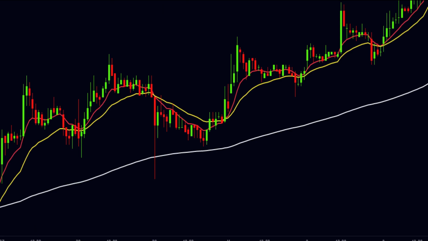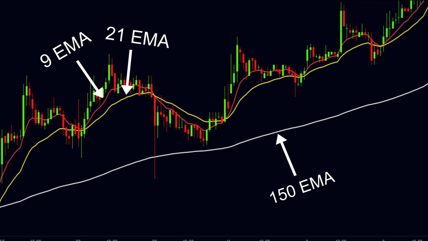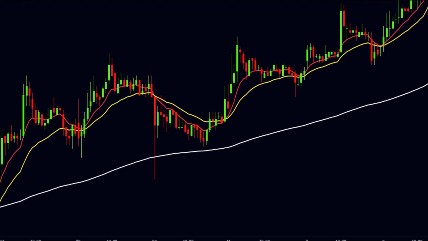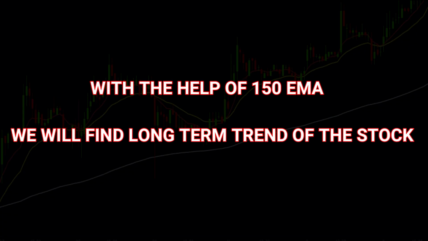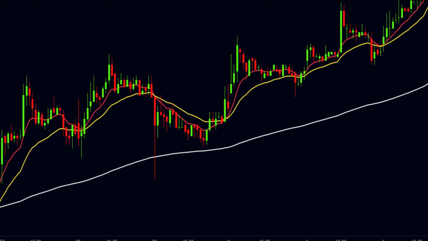Now in our strategy we will use 3 different moving averages. We will use the 9, 21 and 150 period EMA. With the help of the 9 and 21 EMA, we will find the short-term trend of the stock, and with the help of the 150 EMA, we will find the long-term trend of the stock. We will take this long-term trend as the base to trade the stock. Generally, 15-minute and 30-minute time frames are preferable for this kind of strategy.